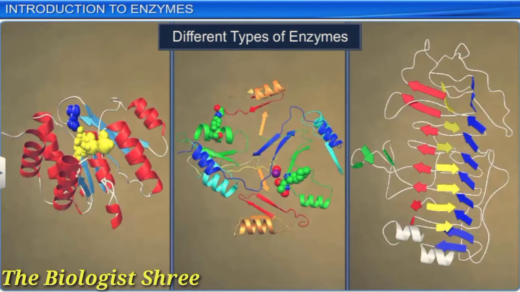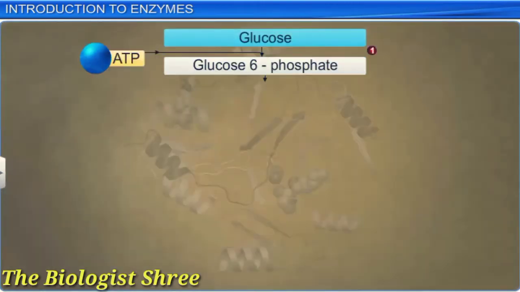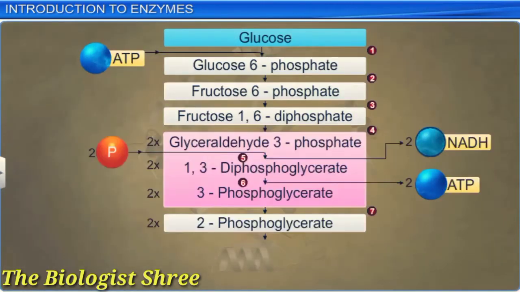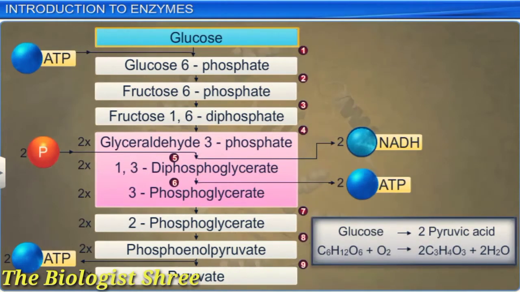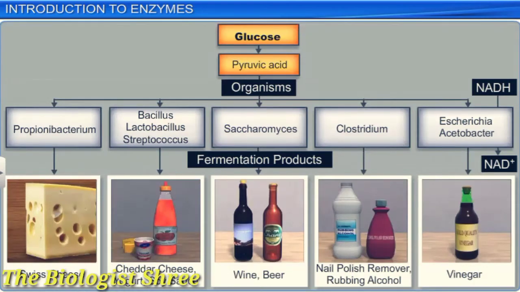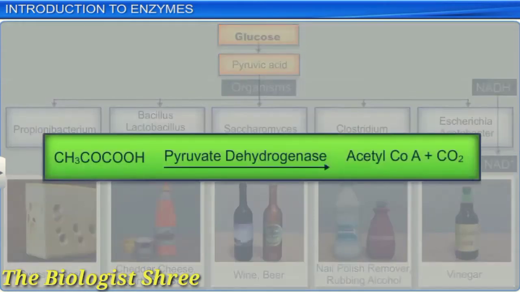There are also multi-step reactions, where each step is catalyzed by a single or multiple enzymes. For example, glucose is converted into pyruvic acid through 10 different enzyme-catalyzed metabolic reactions. Pyruvic acid yields different types of end products during various pathways. During aerobic respiration, it forms acetyl-CoA and carbon dioxide in the presence of the pyruvate dehydrogenase enzyme.